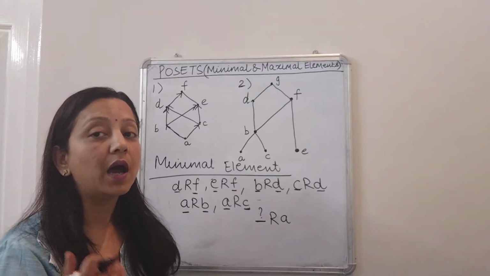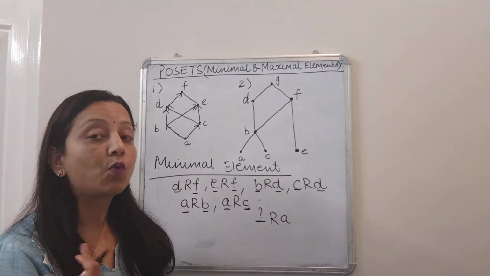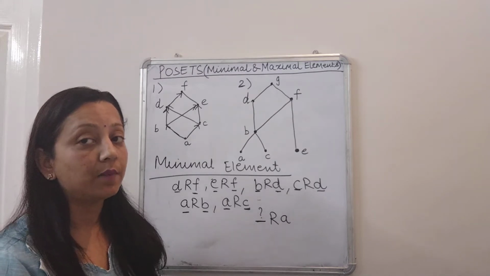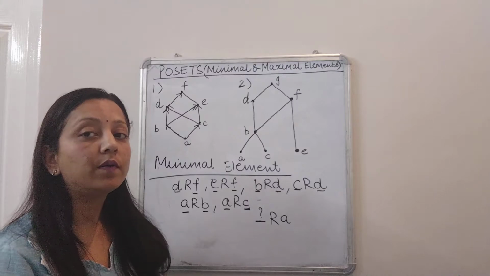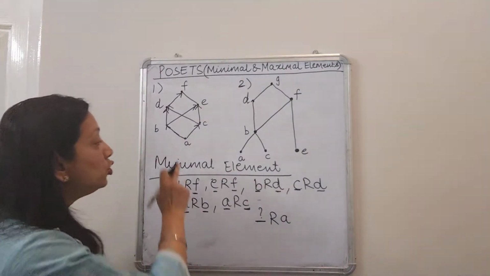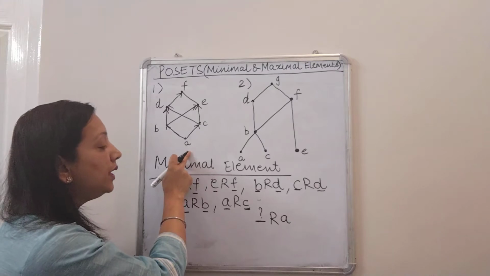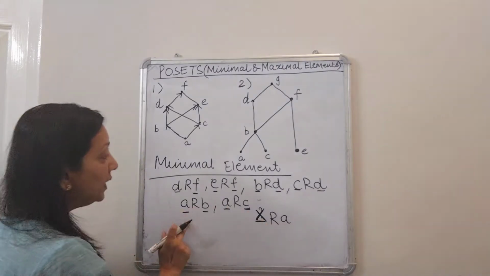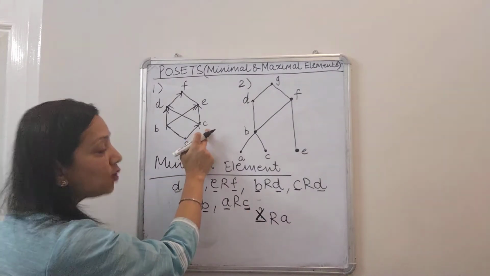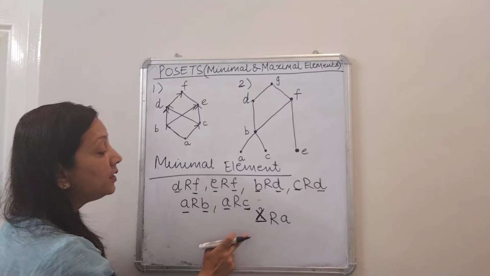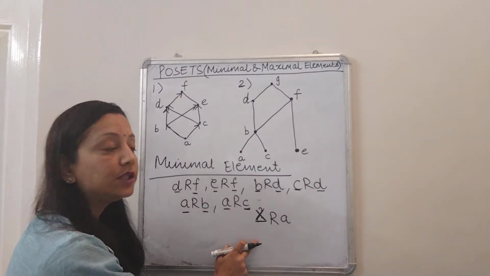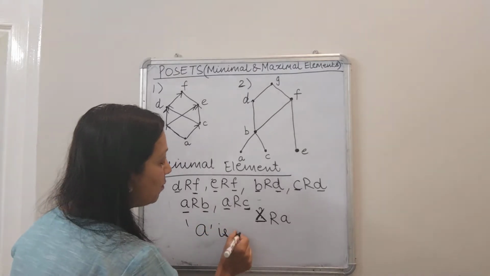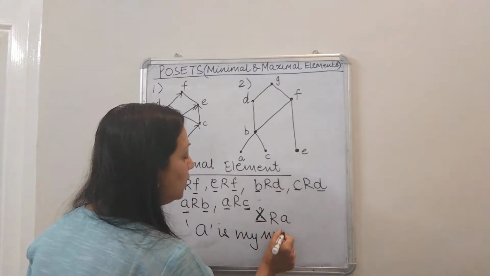And this is what I am trying to find. Because what did I say? A minimal element is that element in the Hasse diagram to which no other element is related. So do you find any element related to A? No, there is nothing that is related to A here. A is related to B, A is also related to C, but there is no element which is related to A. So that means A here is my minimal element.